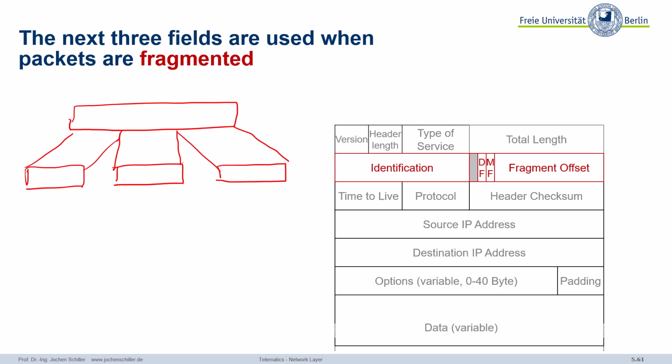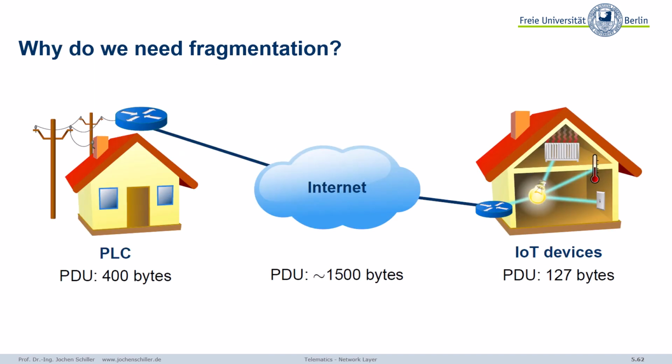And the idea here is you give the packet a certain identification, and all the fragments then also carry the identification so that you know they all belong together. And I will come back to the offset. So first of all, why? Why do this fragmentation? Simple example.